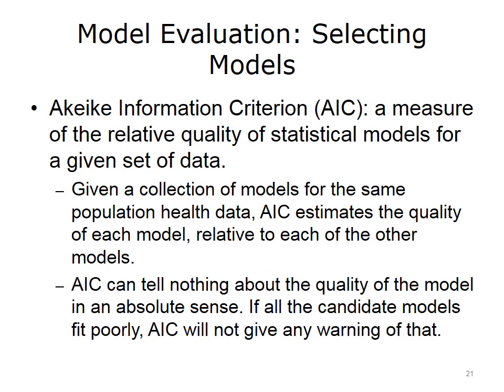For example, the Akaike Information Criterion, or AIC, represents a complex measure of the relative quality of statistical models for a given set of data. Indeed, given a collection of models for the same population health data, AIC estimates the quality of each model relative to the other models. However, AIC does not reveal the quality of the model in an absolute sense, and even if all the candidate models fit poorly, AIC will not give any warning.